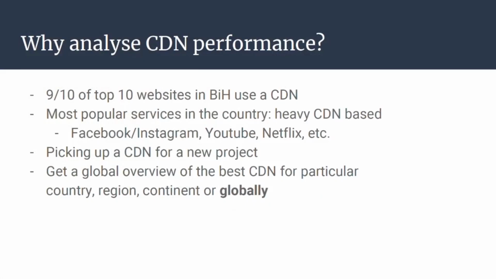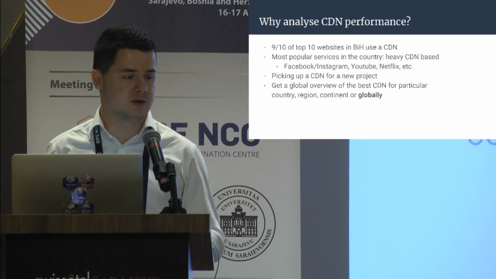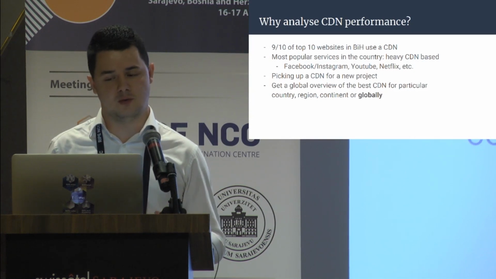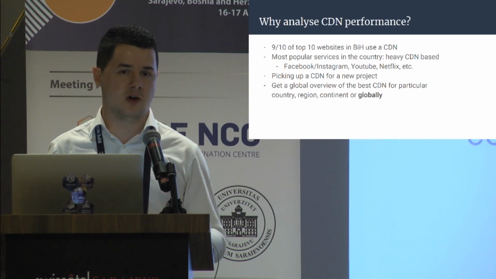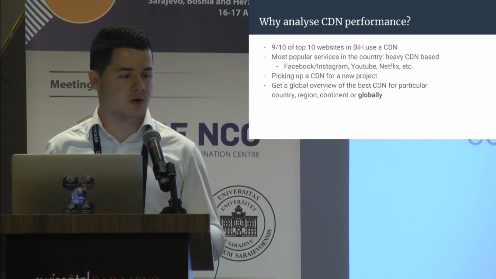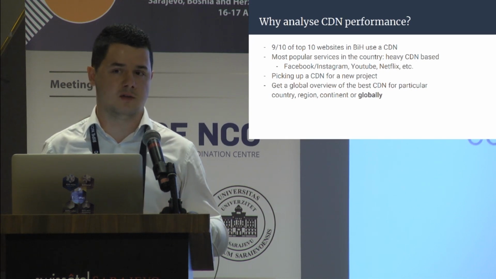In this case, it's also important to say that in the case of Bosnia and Herzegovina, 9 out of 10 most popular websites use a CDN. They use it for different reasons. For some, it's to protect themselves from DDoS. For some, it's to save costs of traffic. But also, all the other services that you use day to day, you can think of them as CDN-based: Facebook, Instagram, YouTube, Netflix, and all the other content networks. And another reason to analyze CDN performance using RIPE Atlas is exactly for this. Let's say you have an idea for a startup that you think will grow a lot in terms of users and scale and have a lot of traffic.